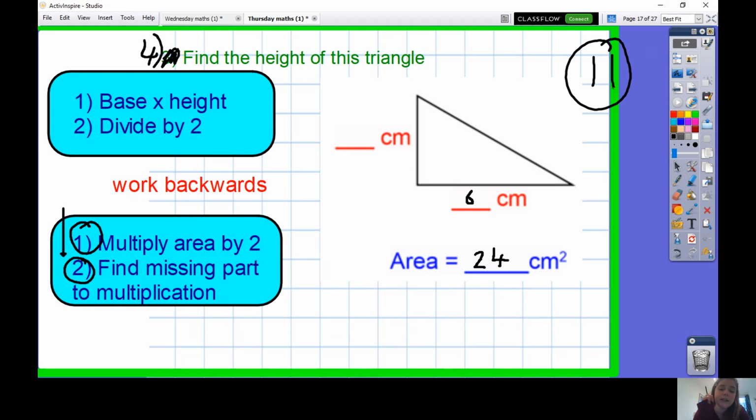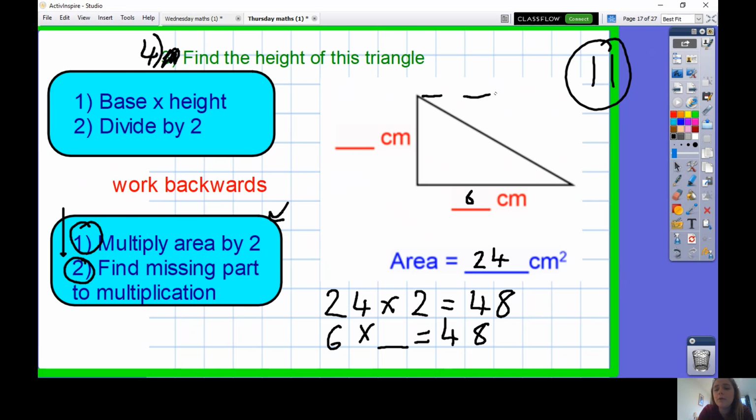Okay, I'm going to go through the answers now. Make sure you've tried this. The steps are written there, so it should be easy enough for you to have a go at. Step 1, 24 times 2. 24 times 2 is 48. Okay, step 2, what times 6 makes 48?